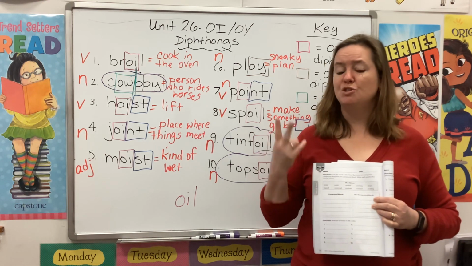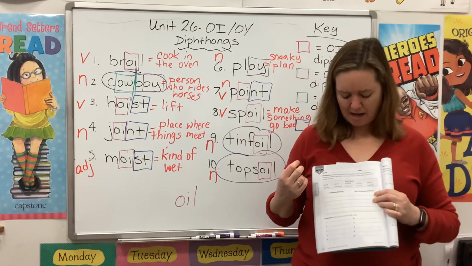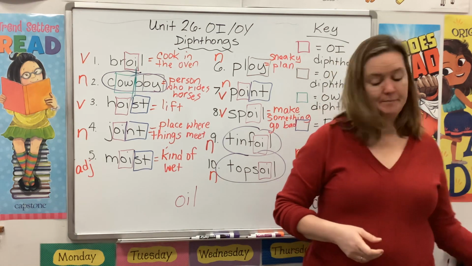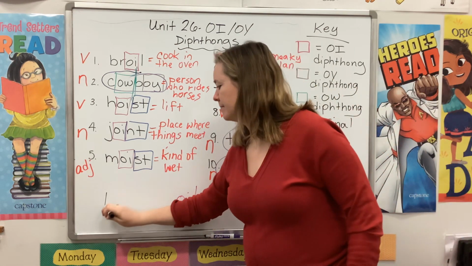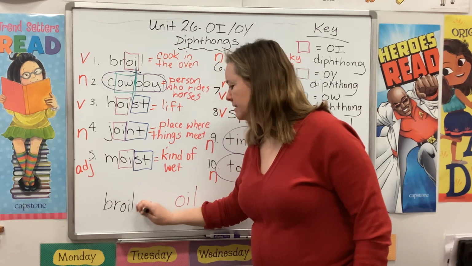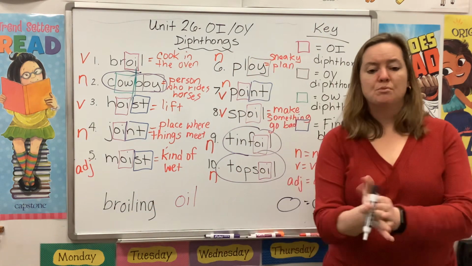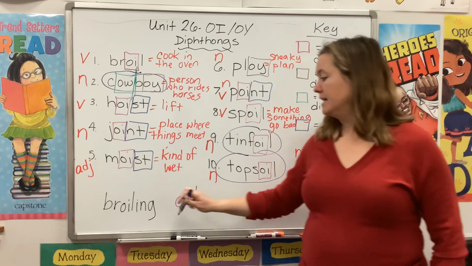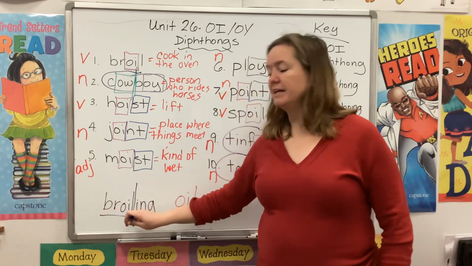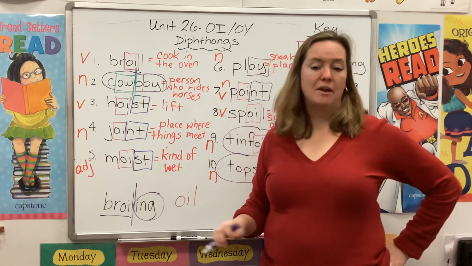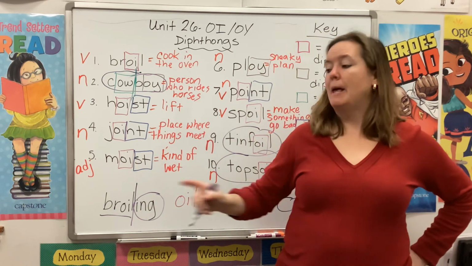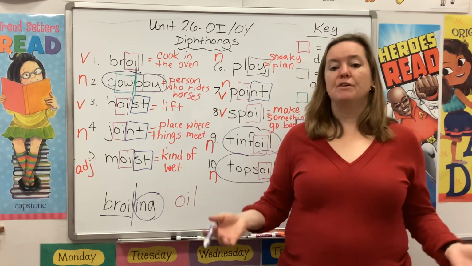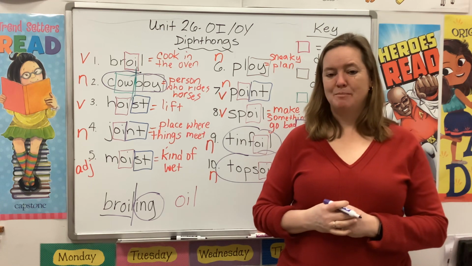Just because a word has two syllables doesn't mean it's a compound word. If we look at a word like broiling, I'm broiling some chicken in the oven. Broiling, it has two syllables, but it doesn't have two words in it. Broil is a word. Ing is not a word. It's an important word chunk, but it can't stand by itself. So when you are looking for compound words, make sure they are made up of two parts that can stand by themselves.